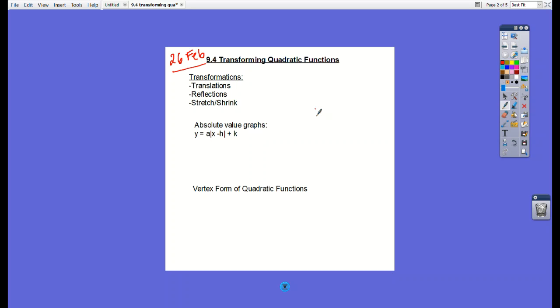So a translation, this is simply a vertical or horizontal shift. So we are going to pick up the parent function and move it up and down, left and right. That's what it means to be a translation.